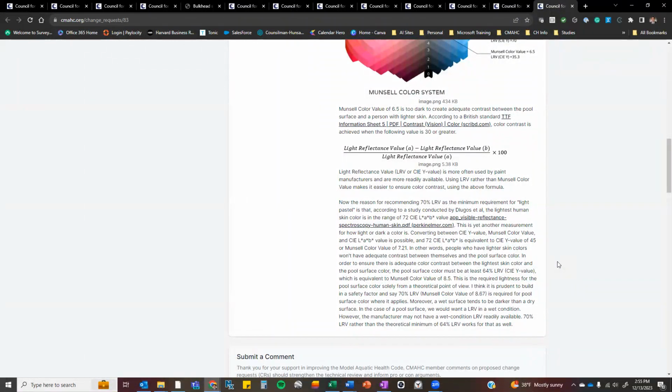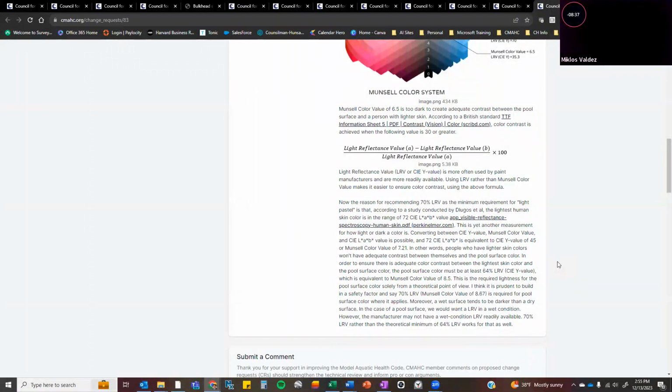Yeah, I think if people are interested in using this, they can with that calculator you provided. It seems easy enough to convert Munsell over to the, what are we calling it? Light reflectance value. Yeah, the light reflective value.